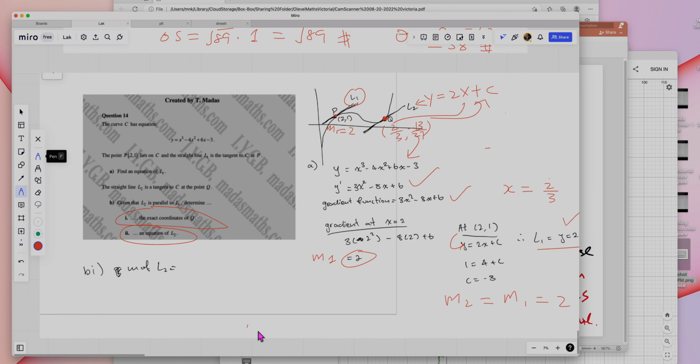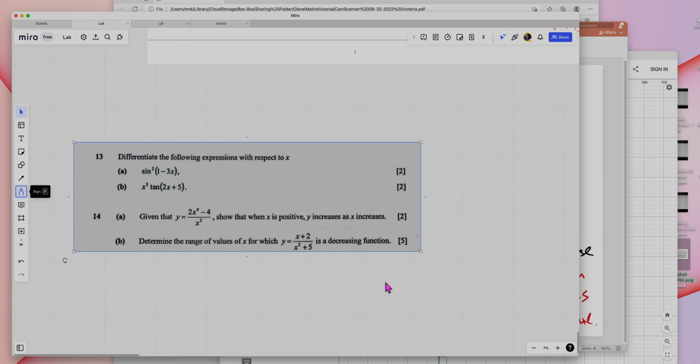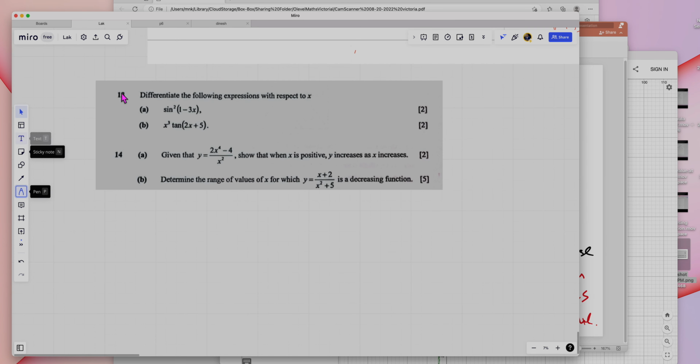I'm familiar with this. Maybe I should just use this. Okay, I'm not going to do 13 because 13 is just simple differentiation of special functions. So I'm going to do 14.